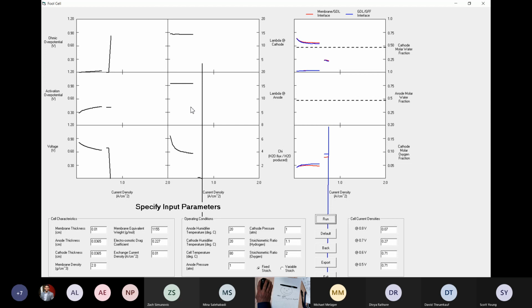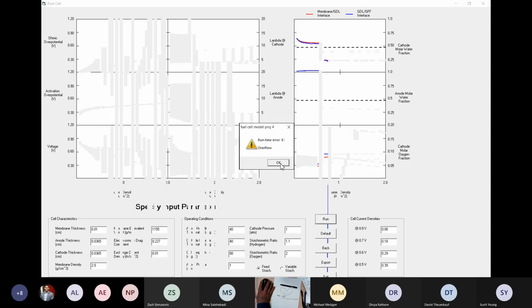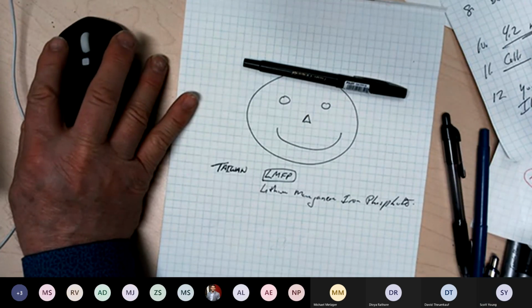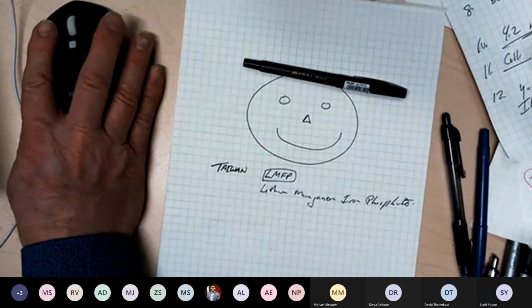Okay, but anyway, it looks like this sort of crashed the program. Can you hear me, by the way? Yes. Yeah, the lambdas are ridiculous here. So let's make these a little bit more reasonable, like 40, and see if it can operate at 40. Oh my God. I have to restart the program, just hang on.